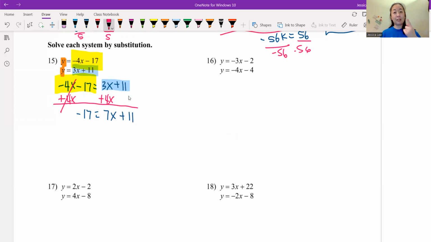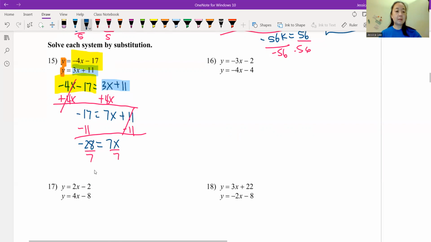Two-step equation. Told you. All roads lead back to two-step equations. So subtract 11. And we get negative 28. Don't get confused with those minuses, right? So this is negative 28 is equal to 7x. Now we're just going to divide by 7. And we're going to get x is equal to negative 4. Ooh. I went into the trap. Okay, we're not done yet.